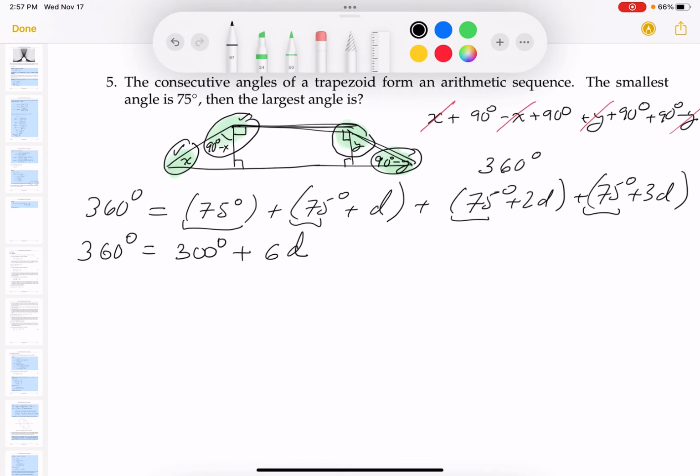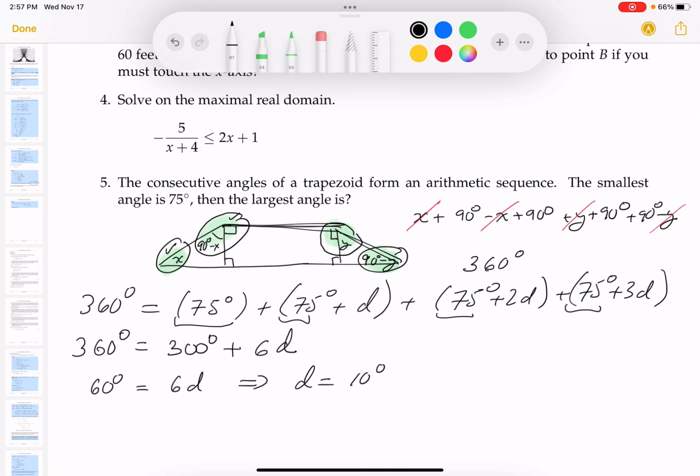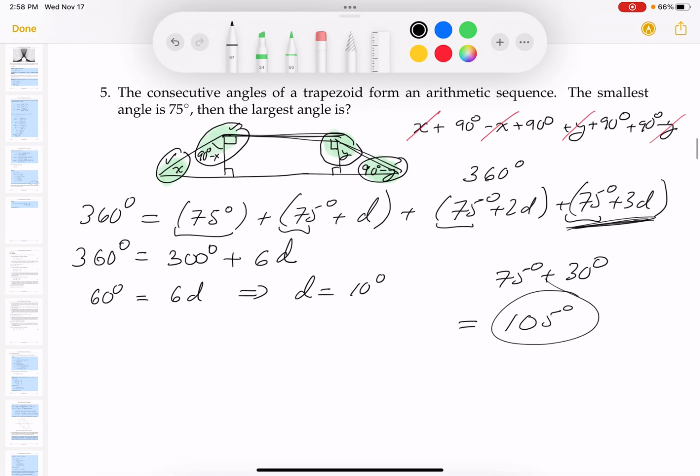We'll get to that question later, by the way. This is 60 degrees equals 6d. And what do I know d is now? d is actually 10 degrees. Their question now is, what's the largest angle? Well, this would be the largest angle. So it's going to be 75 degrees plus 3 d's. If d is 10, that's going to be 30 degrees. So what's the largest angle going to be? 105 degrees. Again, this is my chicken scratch.